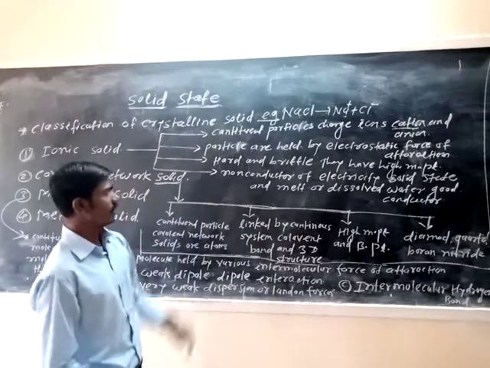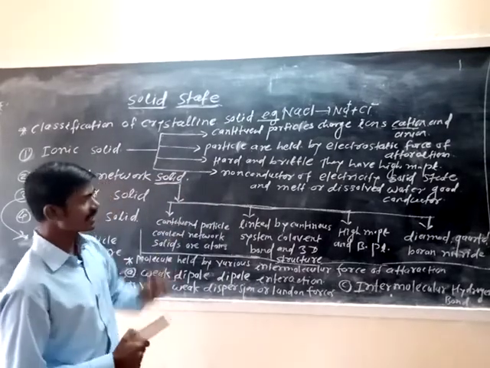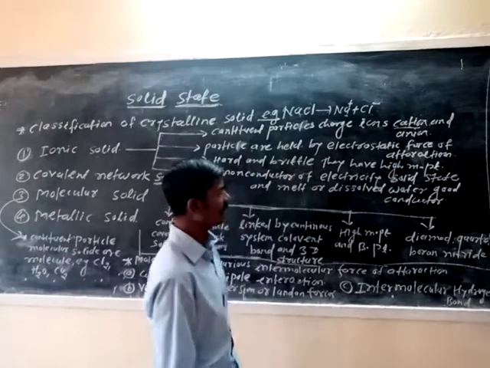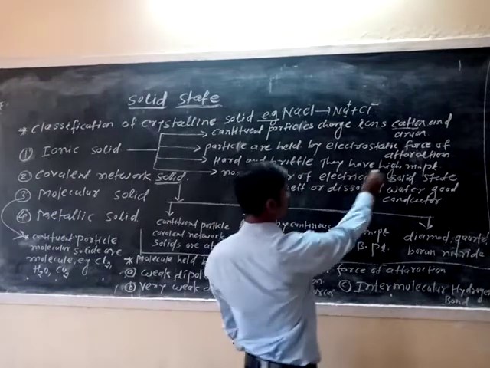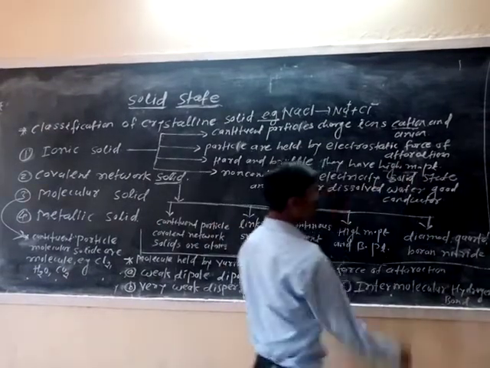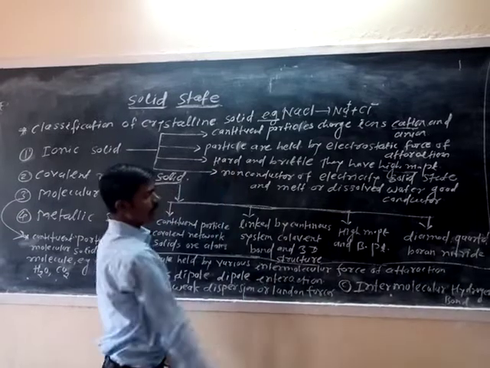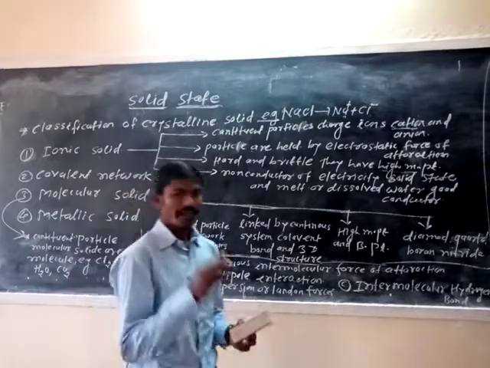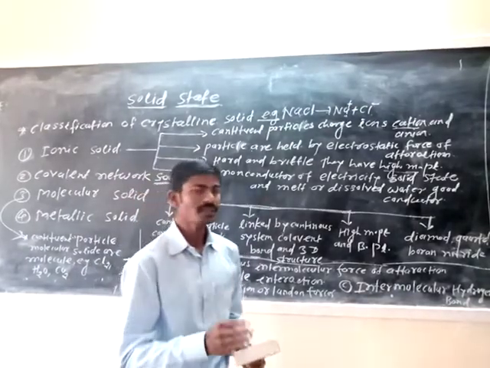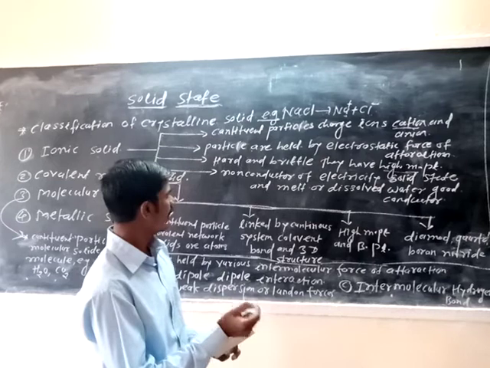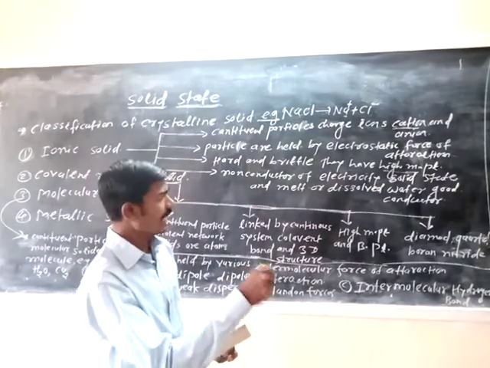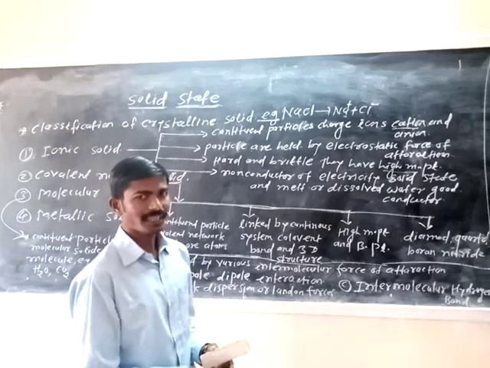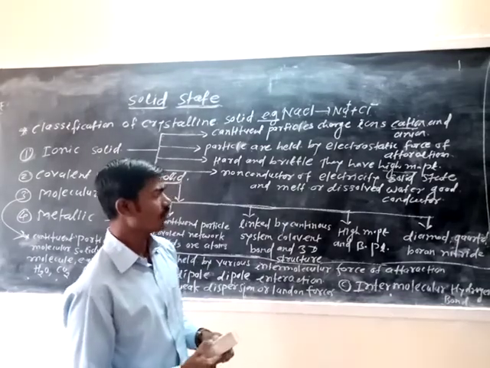Next point: ionic solids are hard and brittle, and they have high melting points. Brittle means they break easily. Because of the strong bonds in the compound, their melting points are very high.